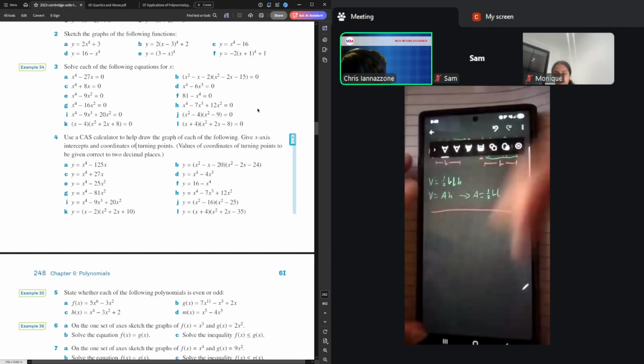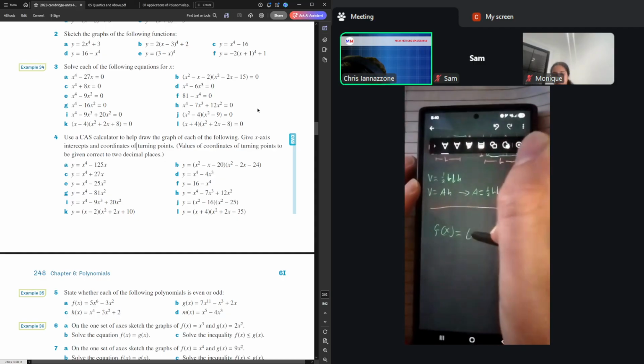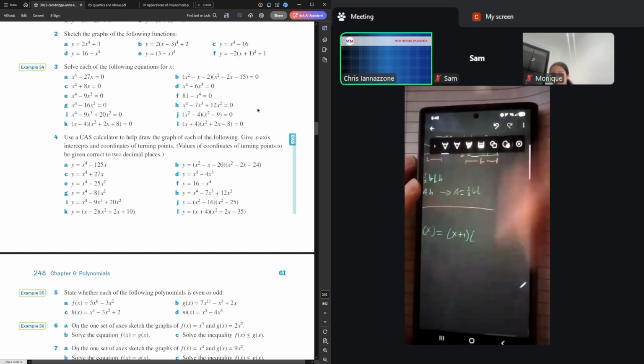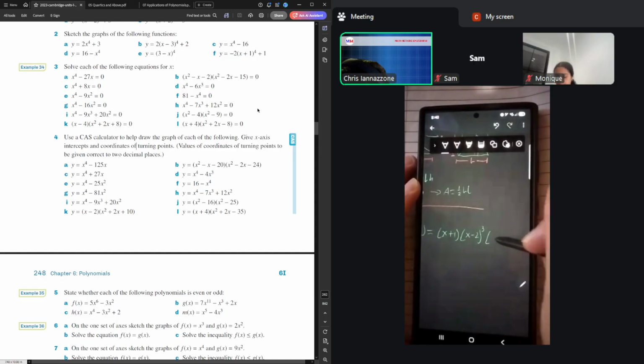So let's see, we should have a linear term. So we should have, I don't know, let's go x plus 1. We should have an odd term. Let's go x minus 2, make it 3. And we should have an even term. Let's go x plus 4. And why not? Just make it 4.